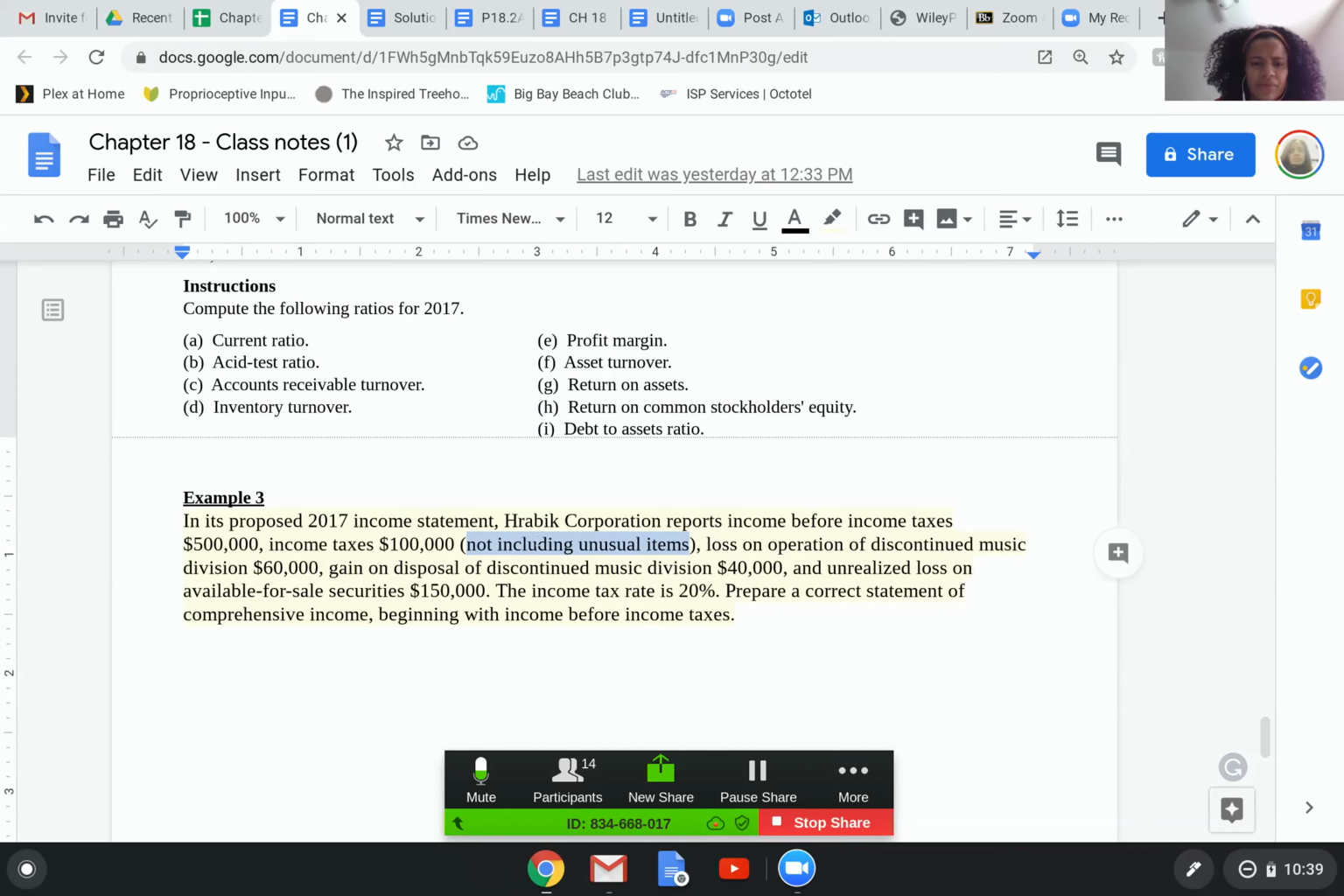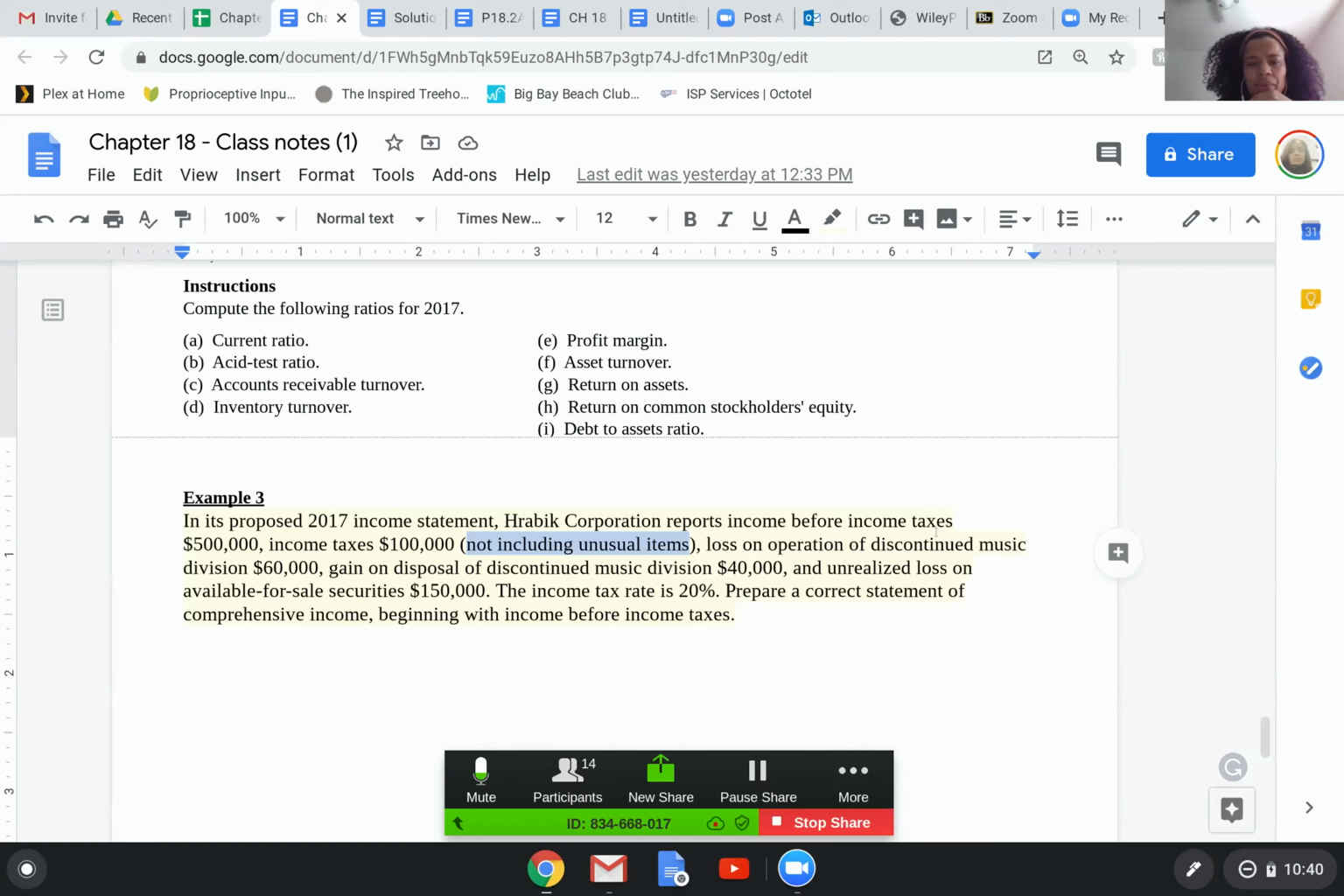What this statement over here means is that any unusual items, for instance, this discontinued operation, the tax is netted out of these numbers and not included in just the normal income tax for the operations of the company. So they're saying when you show these unusual items in the income statement, you have to show them less tax, right? We would call it net of tax.